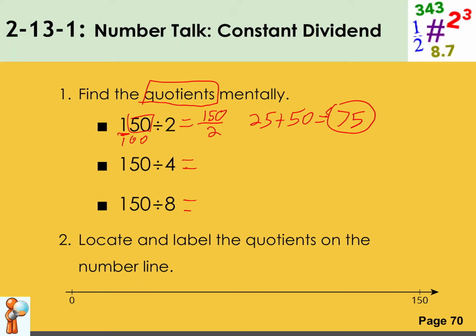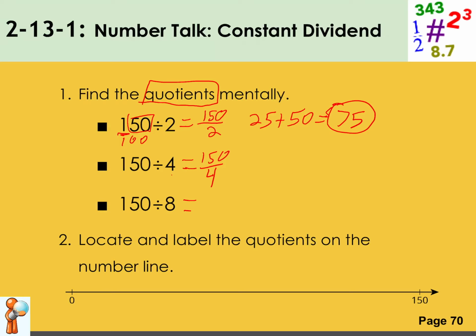Now, when we go to 150 divided by 4, there's a couple things you can do. You can use that we just did it by half, and we can just divide 75 by 2 to get 150 divided by 4. Or you can put 150 divided by 4 and you can work this out the same way.